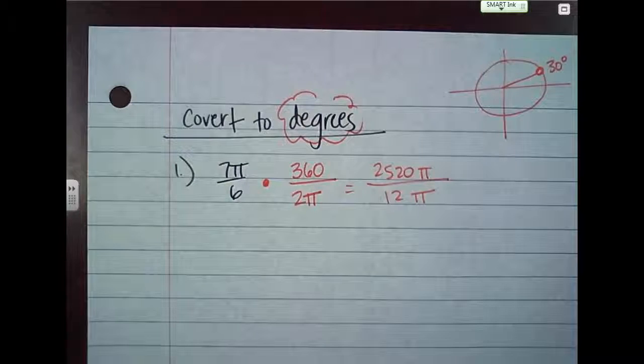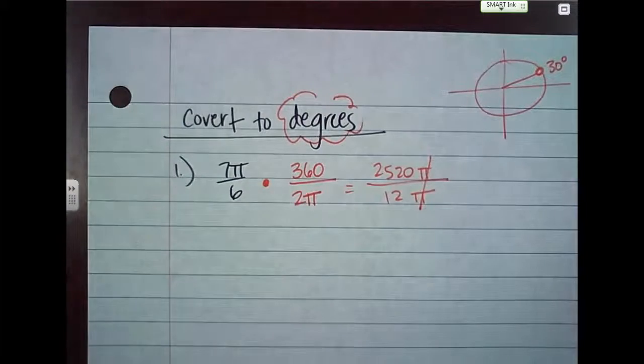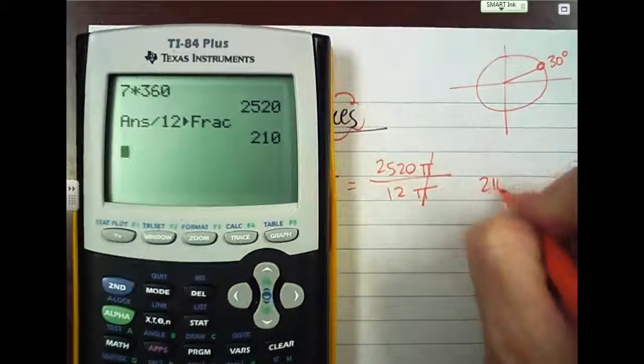Okay, what's going to happen to the pi's? They cancel. Now, if you don't know this cool trick, watch. You can do 2520 divided by 12 and hit math, enter, enter. And what happens to the fraction? It will reduce it. So the answer is just 210 degrees.